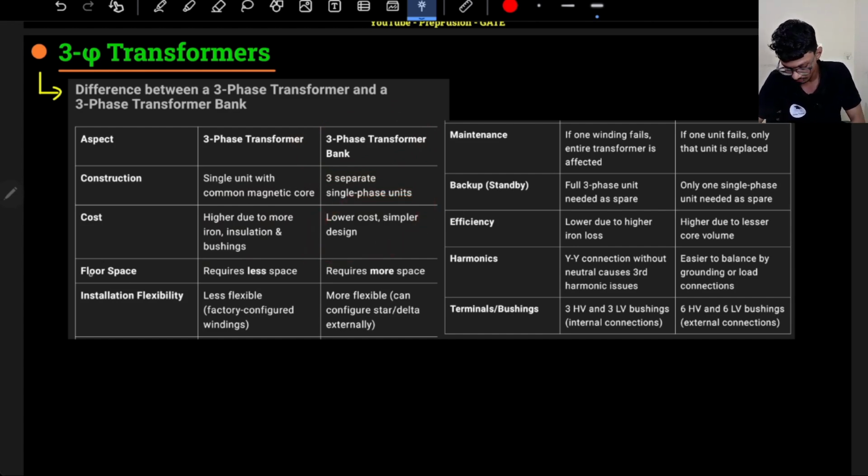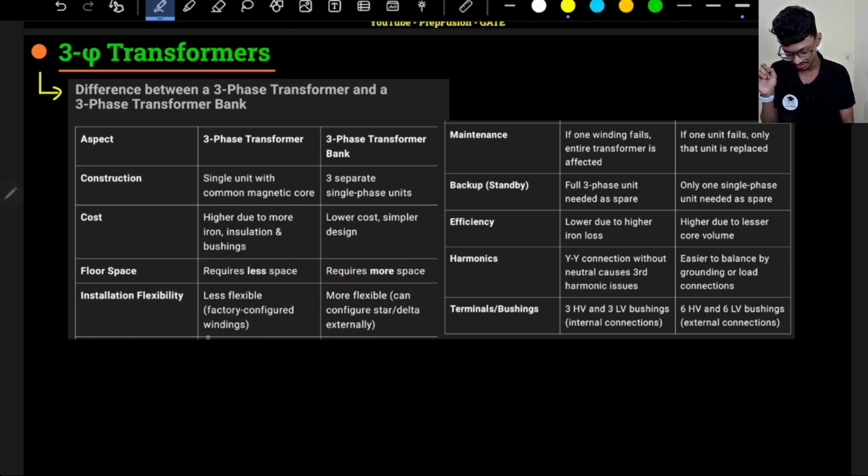Floor space: of course it will require less floor space because it's a single unit, right? I am building a single unit in the same structure, so it will require less space. The three-phase transformer bank will require more space. Then we have installation flexibility. It is less flexible because I cannot simply change the windings, I cannot change the core that easily, but here it is more flexible. I can configure externally here.